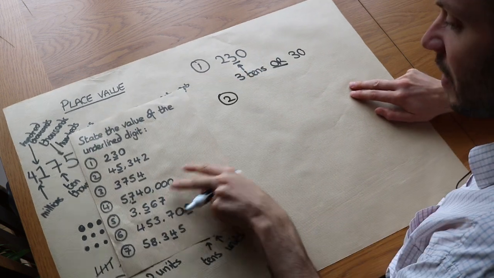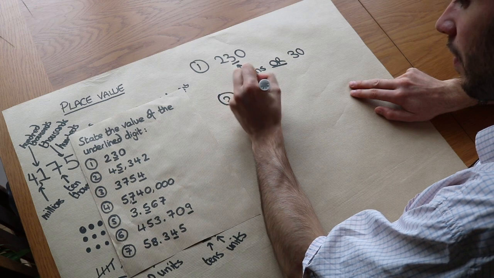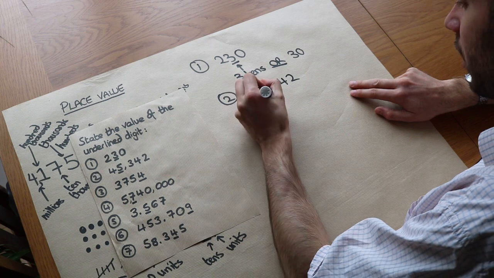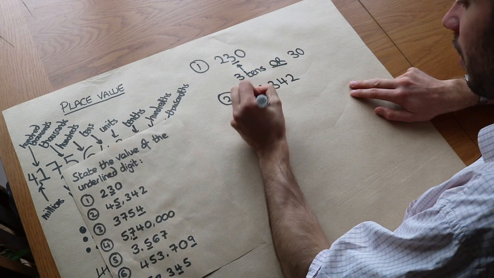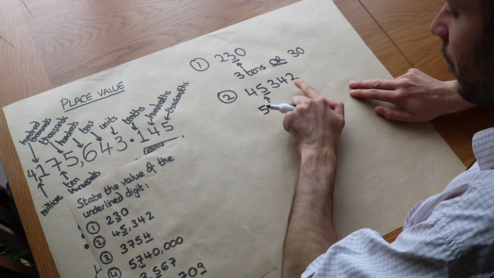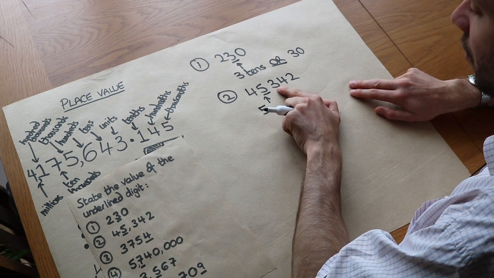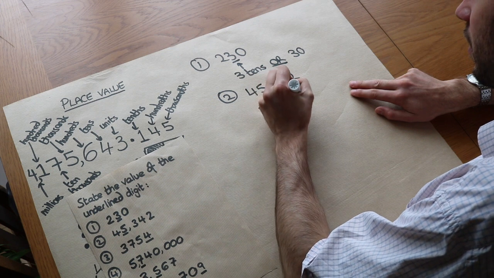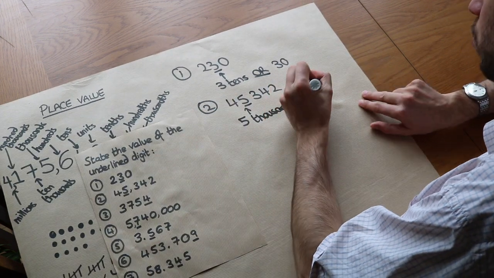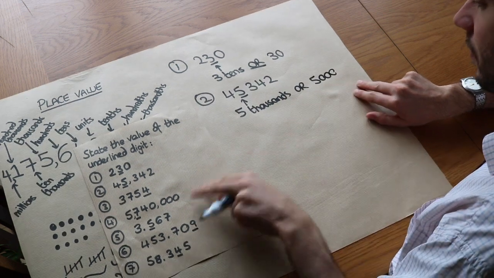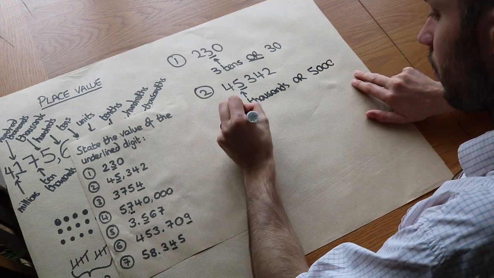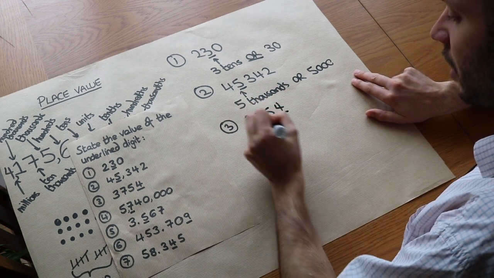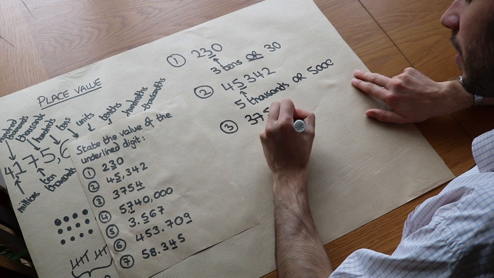What about the second one? So we've got 45,342, and notice my use of a comma there. We want to work out the value of this digit. Well, it's worth 5, but 5 what? Well, this is a units digit, this is a tens digit, the hundreds digit, so this is the thousands digit, so it's worth 5 thousands. Or we could just write it as, well, it's worth 5,000. Third one, we've got 3754. What is that 4 worth? Well, that's a units digit, so it's 4 units.